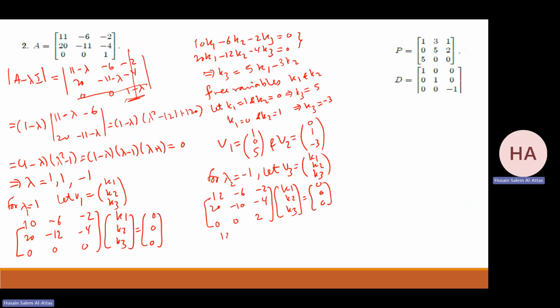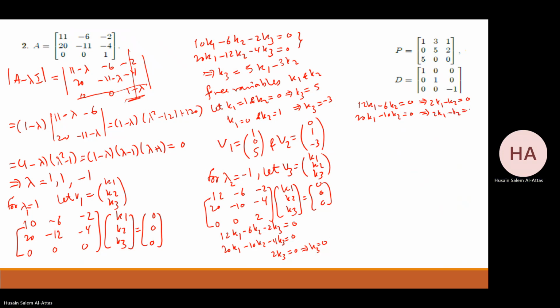Parameter calculation. So I have 12k1 minus 6k2 minus 2k3 equals 0, and 20k1 minus 10k2 minus 4k3 equals 0, and 2k3 equals 0. So from here I'm getting that k3 equals 0. So I take the first two: 12k1 minus 6k2 equals 0 and 20k1 minus 10k2 equals 0, since k3 equals 0. I divide by 6, 2k1 minus k2 equals 0. Divide by 10, 2k1 minus k2 equals 0. So k2 will be 2k1. So k1 is my free variable, so I let k1 be 1. k2 is 2.